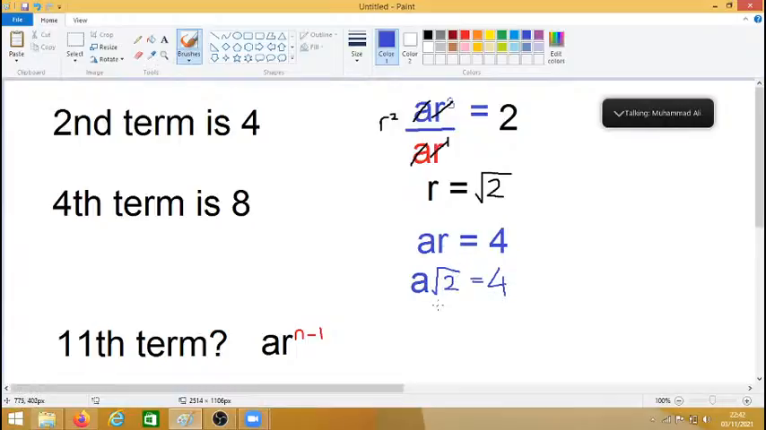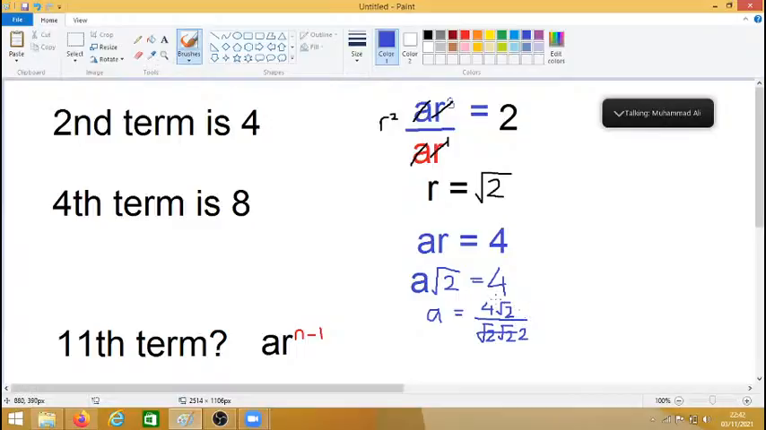Okay, now we can solve that by dividing by root 2, so I've got a on its own. a is equal to 4 over root 2. And you can rationalize that, or just type it into a calculator and it'll rationalize it for you. But since I don't have a calculator to hand, I'm just going to rationalize it myself. Times both top and bottom by another root 2.